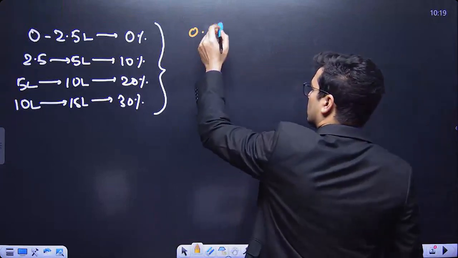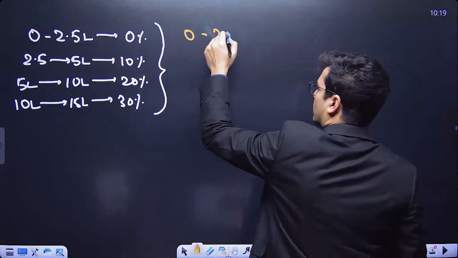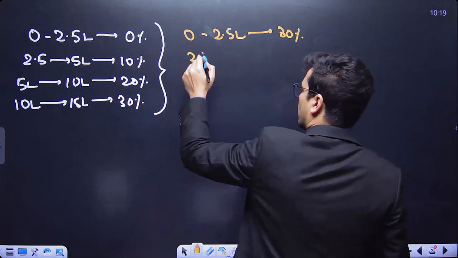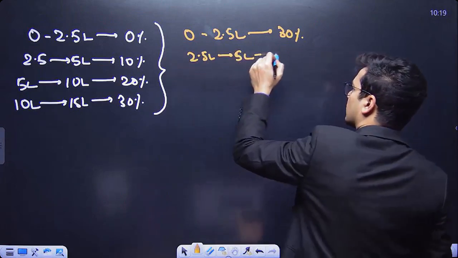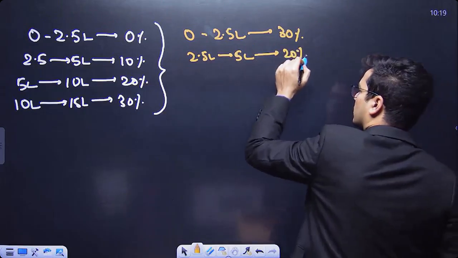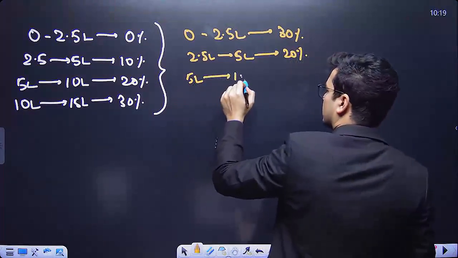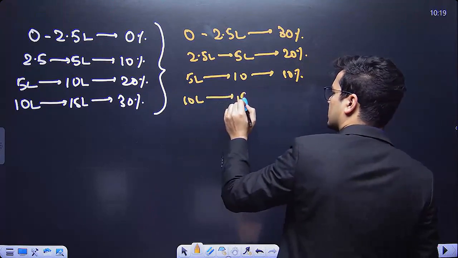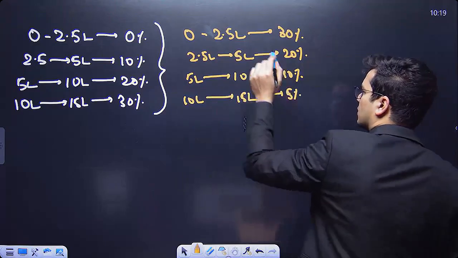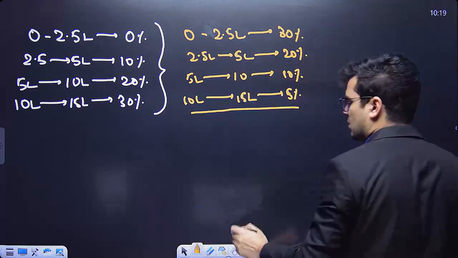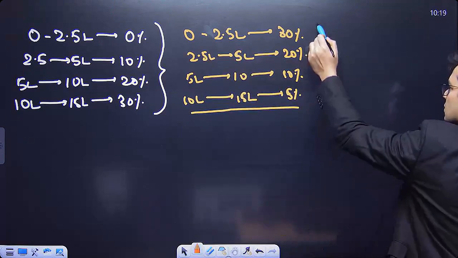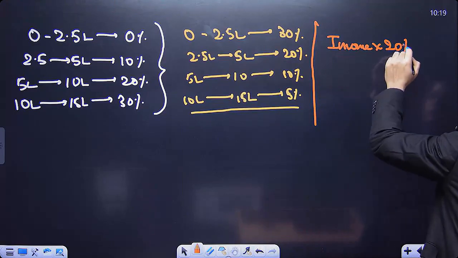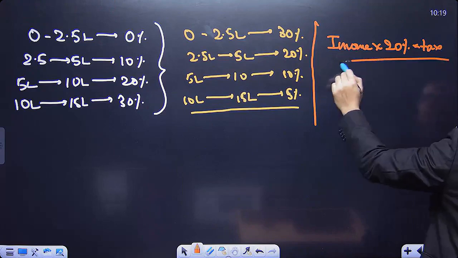System 2 is 0 to 2.5 lakhs, somebody will pay 30% tax. From 2.5 lakhs to 5 lakhs, someone will pay, let's say, 20%. From 5 lakhs to 10 lakhs, they will pay 10%. And from 10 lakhs to 15 lakhs, they will pay 5%. Let's say this is the new taxation system. Third taxation system is whatever be your income, you will multiply that by 20% and that will be your tax payment.